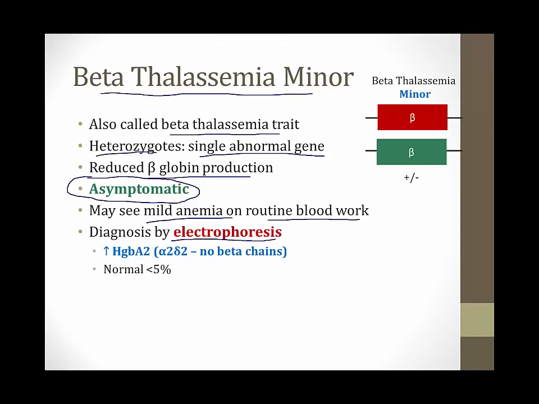You will see an increased amount of hemoglobin A2. Recall that hemoglobin A2 has 2 alpha chains and 2 delta chains. Importantly, it has no beta chains, so the amount of this hemoglobin will rise. Normal is less than 5%, and an increased hemoglobin A2 is a hallmark of beta thalassemia minor. That's something you definitely want to remember for your board exams.